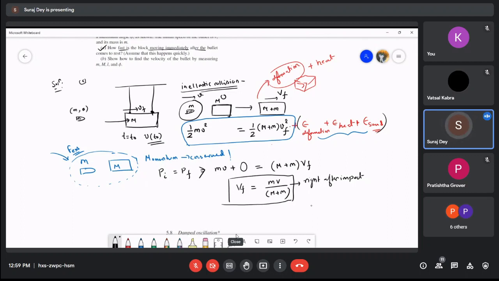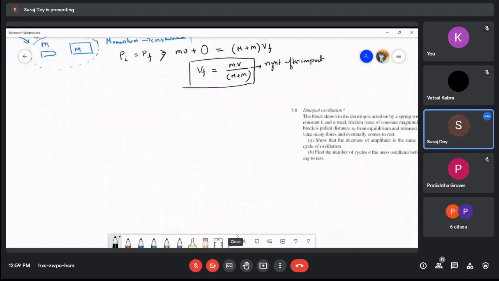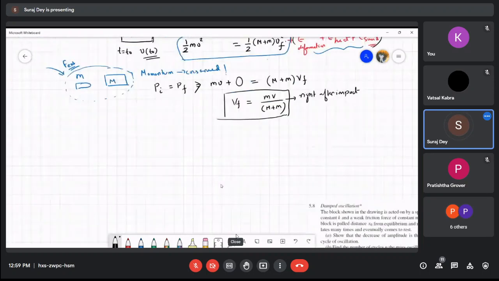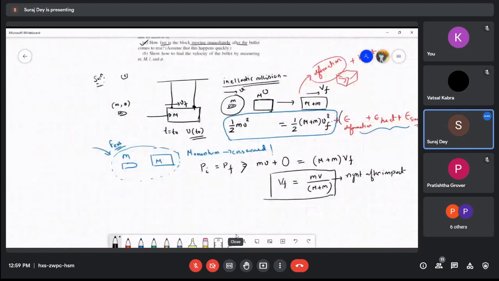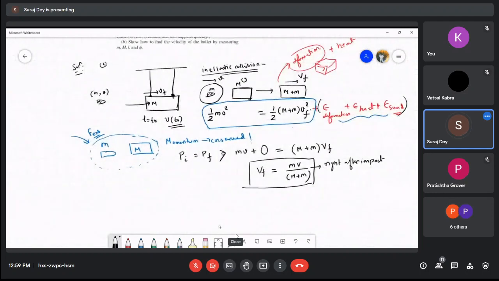So is there any doubt up till now? Okay, if not, then I'll move into the second part of the problem.